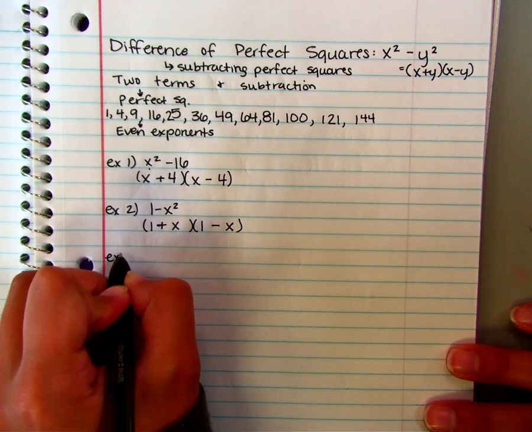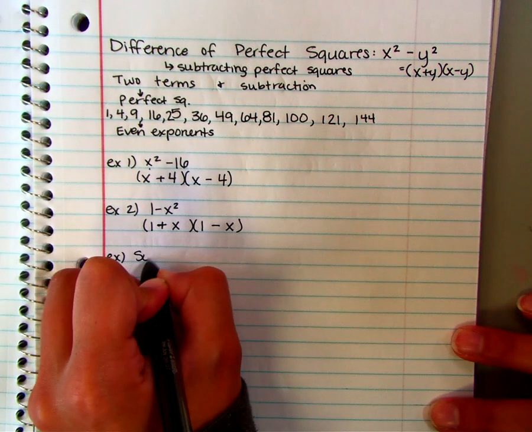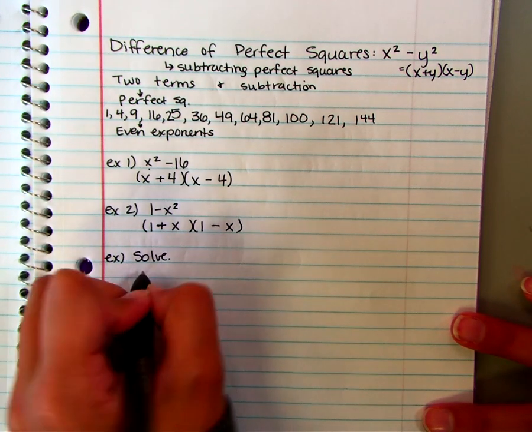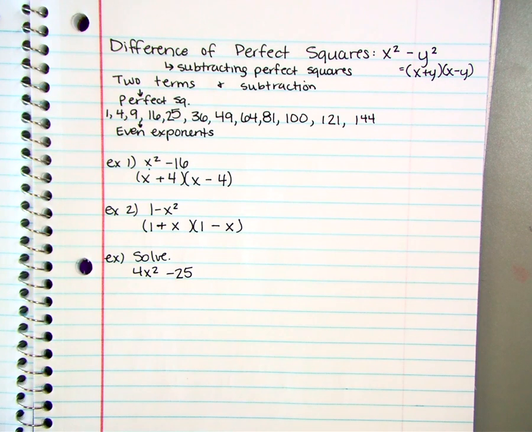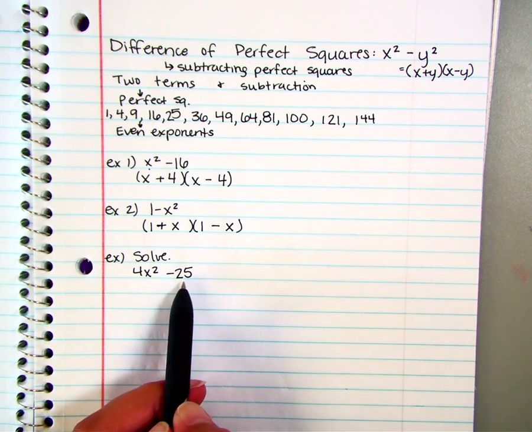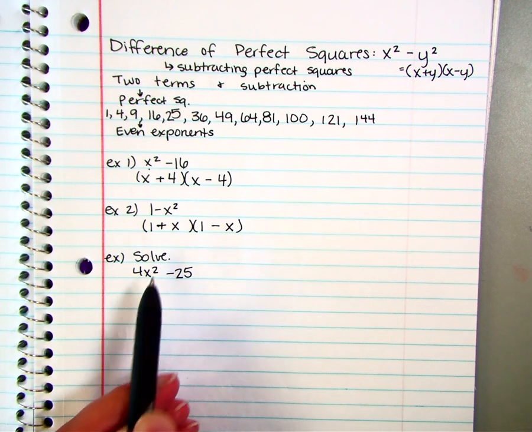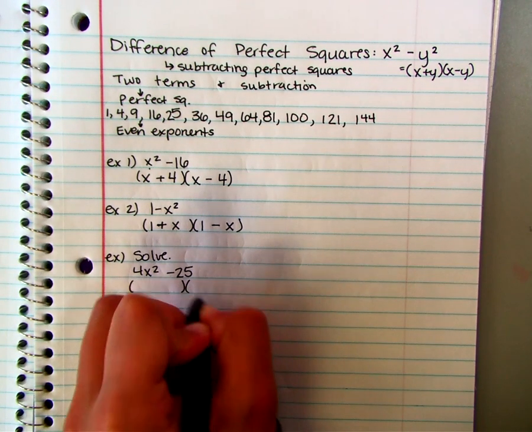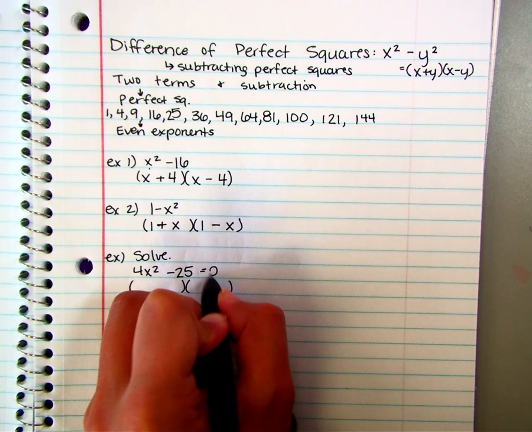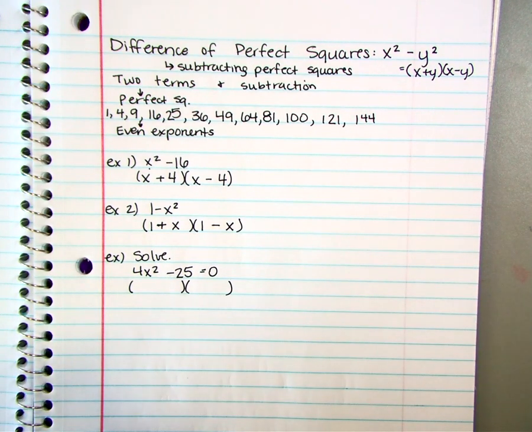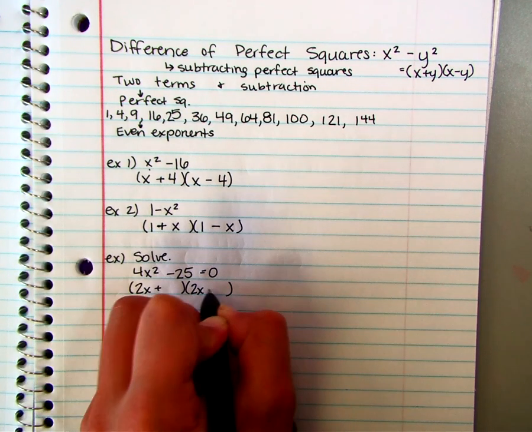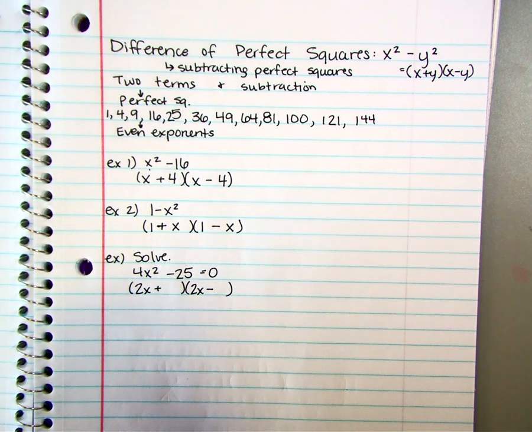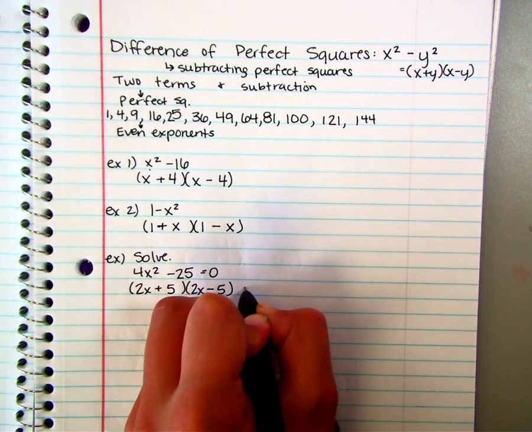So just to show you, these are both factored, so now we'll solve the same way we did before. We've got 4x squared minus 25. We've got subtraction, two terms, 4 is a perfect square, 25 is a perfect square, x squared, even exponent. So we'll take the square root of both terms. And since we're solving, it's equal to 0. The square root of 4x squared is 2x. We'll start off both of them like that. One will be plus, one will be minus, and then the square root of 25 is 5.